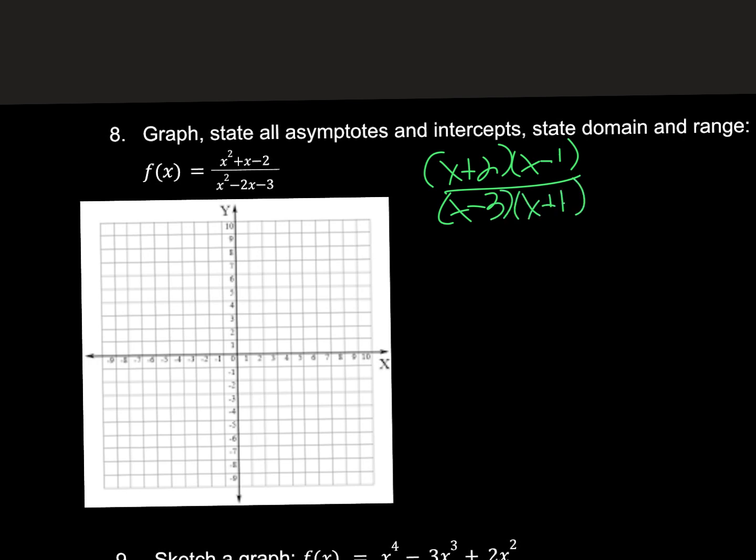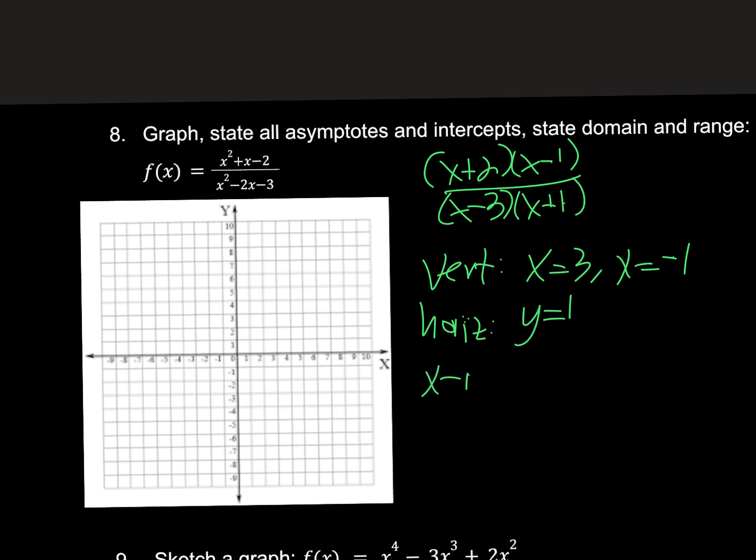All right, so here's what I know. I know my vertical is whatever makes the bottom 0. x equals 3 and x equals -1. There's my 2 verticals. My horizontal, this time, remember we have 3 cases. This time we got leading over leading because the degrees are the same, so it's just y equals 1. The x-intercepts, whatever makes the top 0. There's 2 of them this time. One is -2 and one is +1. The y-intercept, remember cover up all your x's or put zeros in for x. I get 2/3.